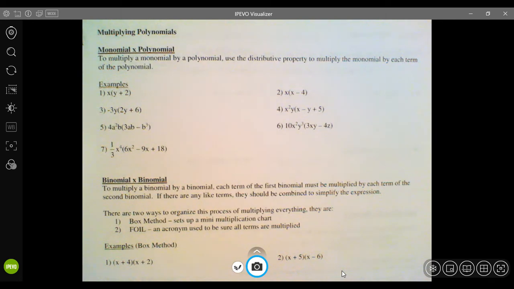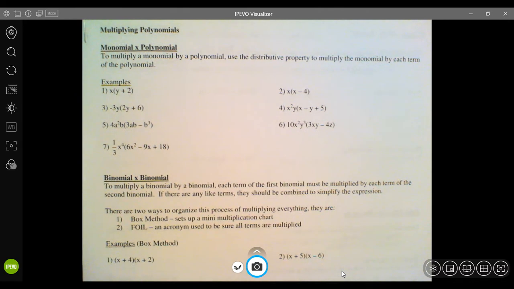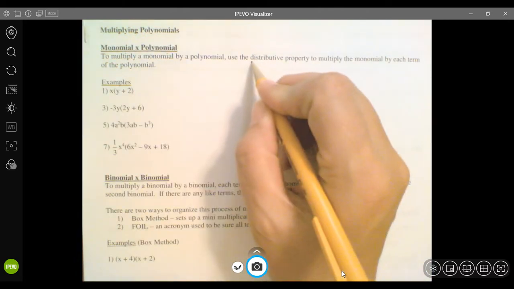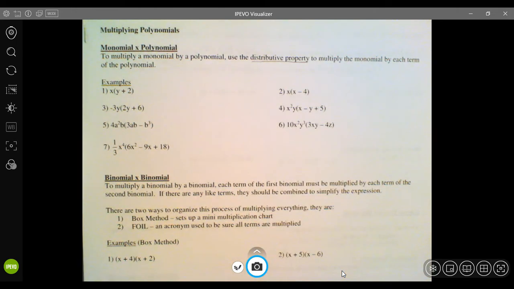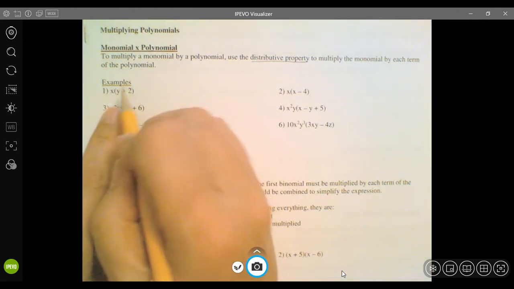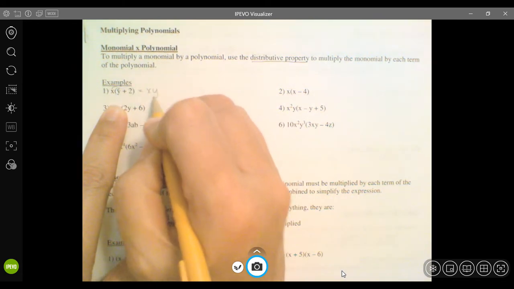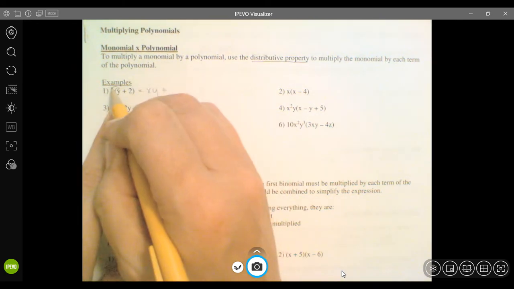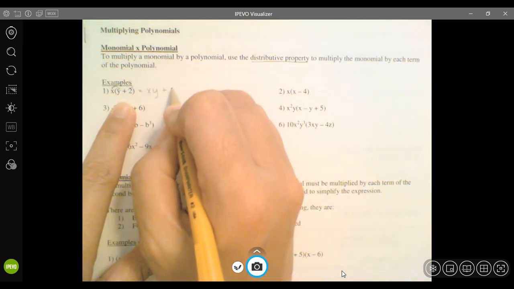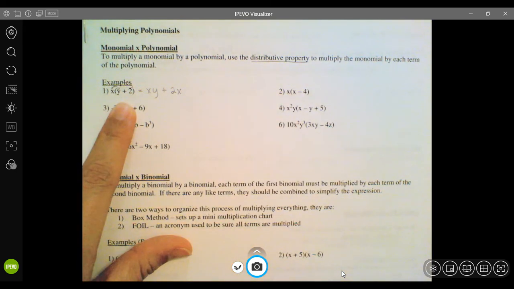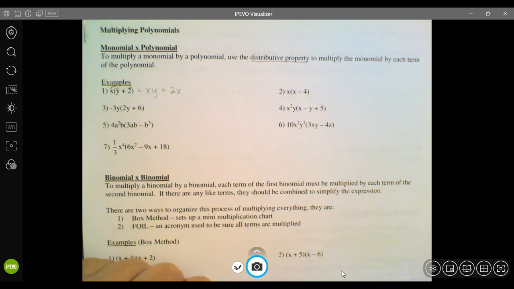All right, let's talk about multiplying polynomials. We're going to go easy to start you. Multiplying a monomial times a polynomial. It's a good old distributive property. So when we look at this problem, when we take x times y, we get xy. Bring the plus, x times 2, bring 2x, and it's done.